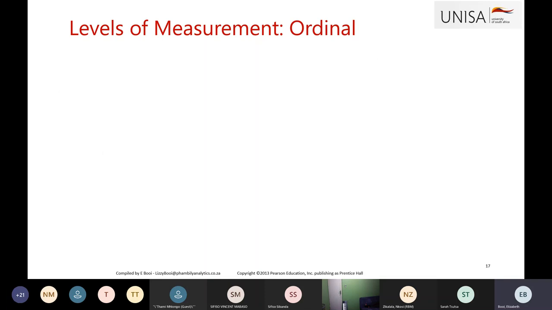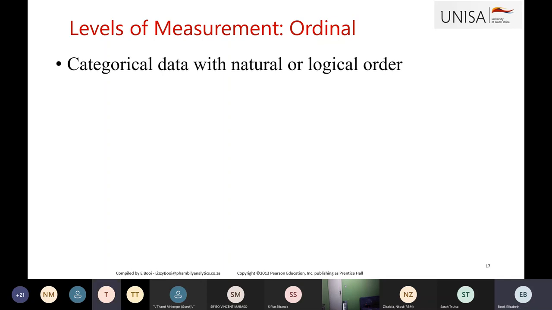Things like that. Then we get the ordinal level of measurement. Ordinal is also for categorical data, but here you do have a natural or logical order. For example, when you rate a service, let's say after the class I give you a survey and I say, rate the level of service that you got from me today as a tutor. I give you a scale and I say zero means low and five means high. So zero means I did badly, five would mean I'm doing well. You're going to rate me according to that. There is an order: there is the highest and there is the lowest. So there is an order in terms of that scale.